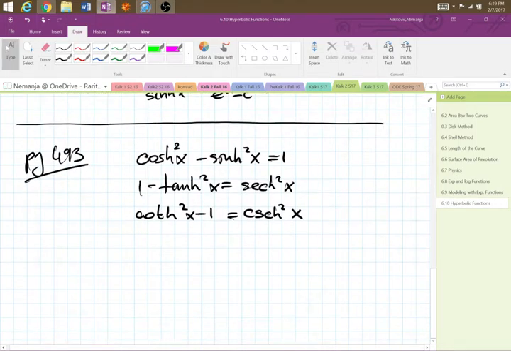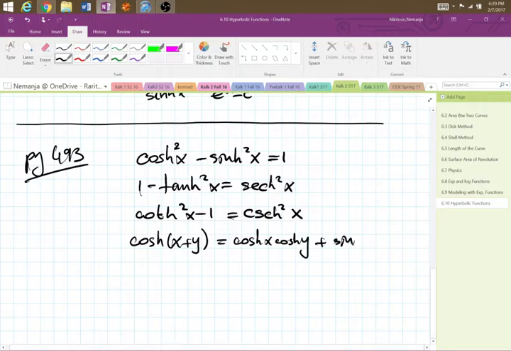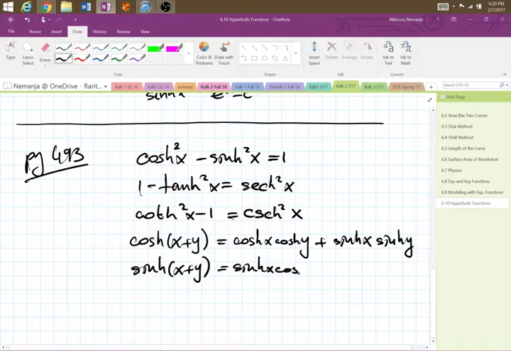What else do we have? Cosine hyperbolic x plus y is actually very close to what we have in the other one. Cosine hyperbolic x cosine hyperbolic y plus sine hyperbolic x sine hyperbolic y, and then sine hyperbolic x plus y is sine hyperbolic x cosine hyperbolic y plus sine hyperbolic y cosine hyperbolic x.